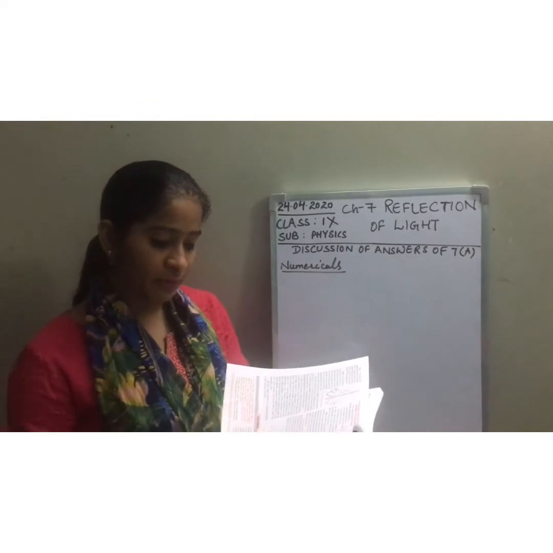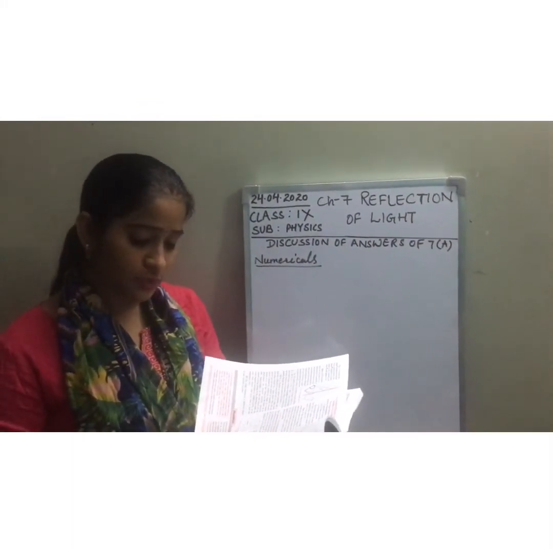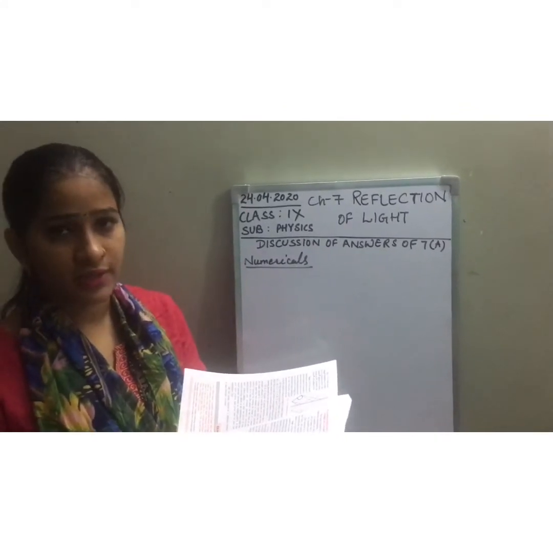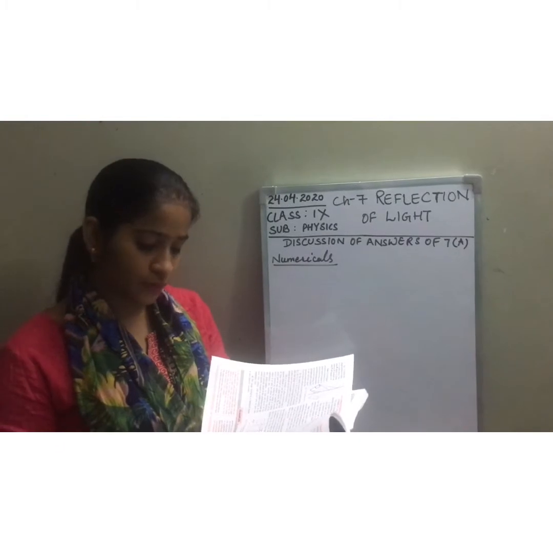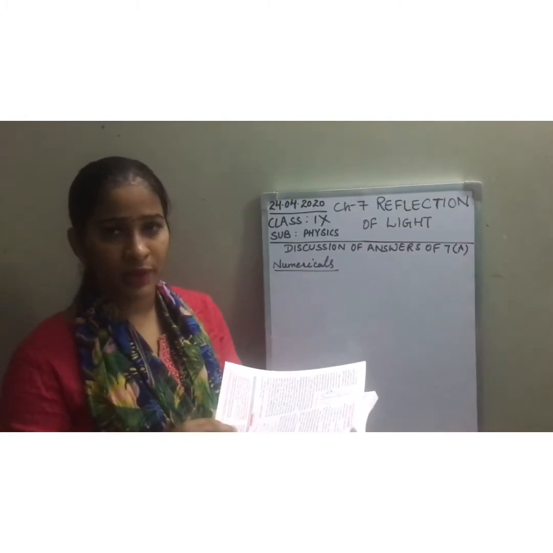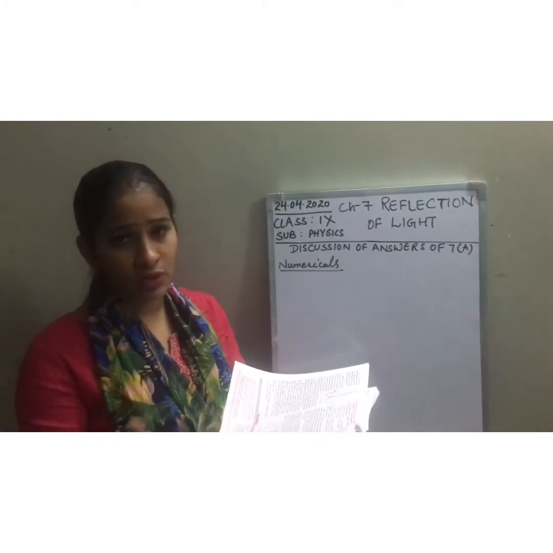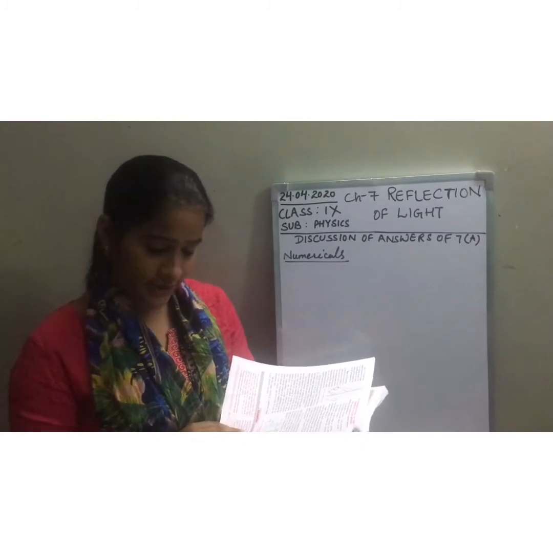Question number 2. State which surface of a plane mirror reflects most of the light incident on it. The front smooth surface or the back silvered surface? Class, the answer is the back silvered surface reflects most of the light incident on it, because it is coated with an opaque material which does not allow the light to pass through it. That's why it reflects all the light.